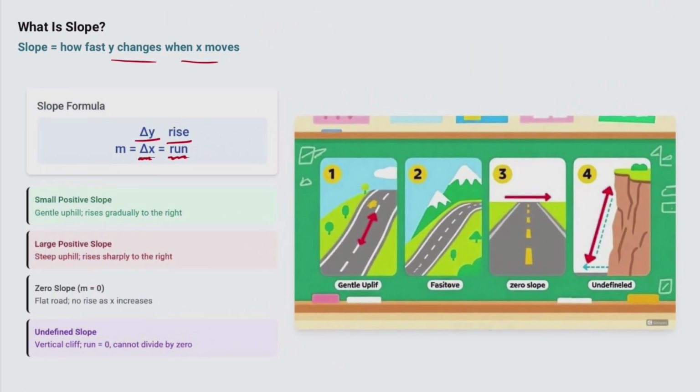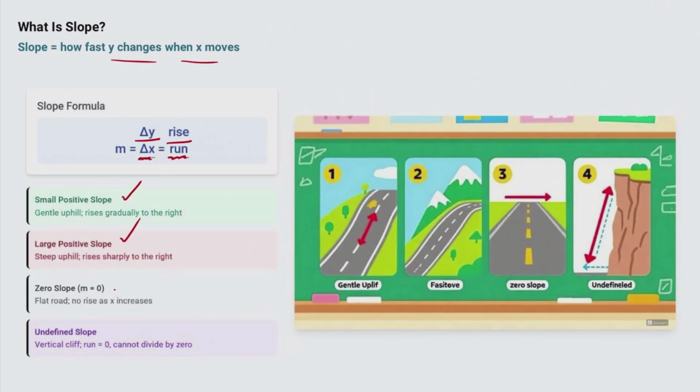Right now you can see a couple of images. At the beginning we have the small positive slope. It means it's just a gentle uphill, rising gradually to the right. We don't have a problem with that. Next one is a large positive slope. As you can see, your numerator is way bigger than your denominator. So we have a large positive slope. It means a steep uphill that rises sharply to the right.